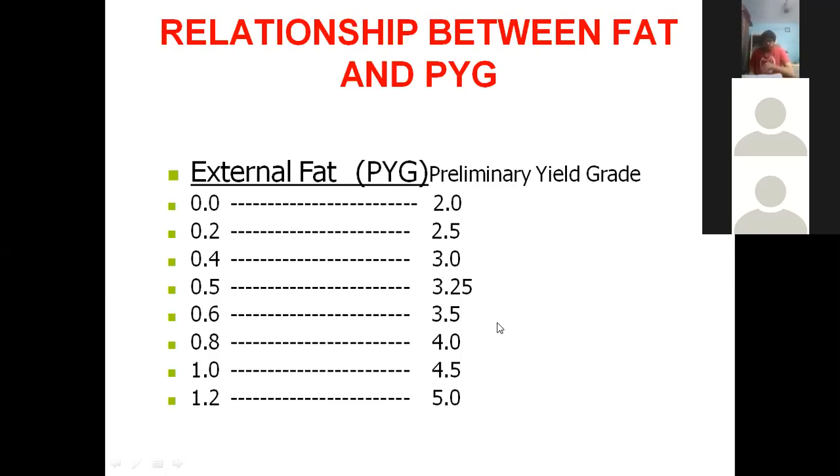For the primary yield grade, as I told you, we have 5 grades: 1, 2, 3, 4, and 5. In between also we can grade it out. So by correlating the back fat thickness with the yield grade, you can do it.